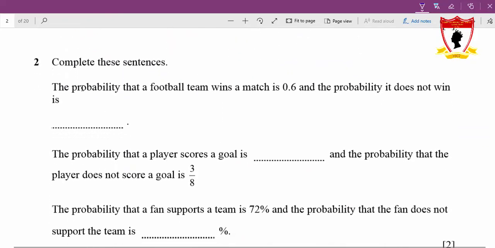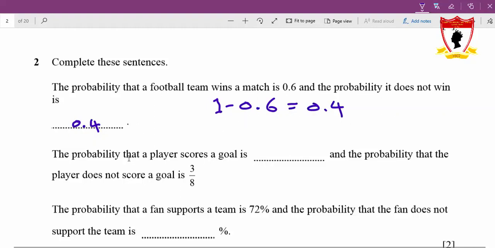Question 2. Complete these sentences. The probability that a football team wins a match is 0.6. And the probability it does not win must be 0.4, because the probability of something that happened and the probability of the same thing that will not happen must add up to 1, and 0.6 plus 0.4 will be equal to 1, or you can simply get this by subtracting 0.6 from 1, so that is 0.4.